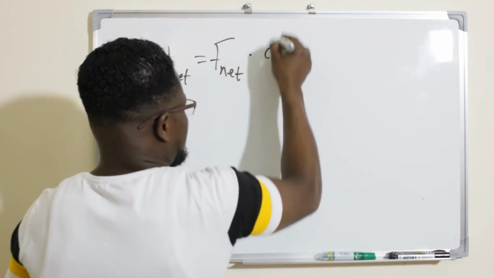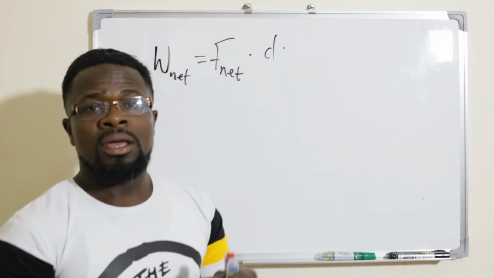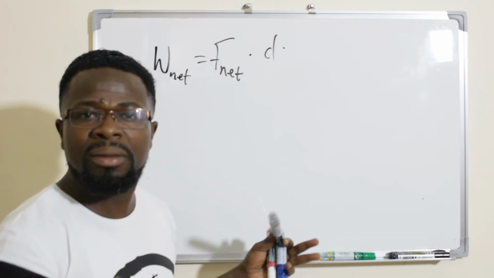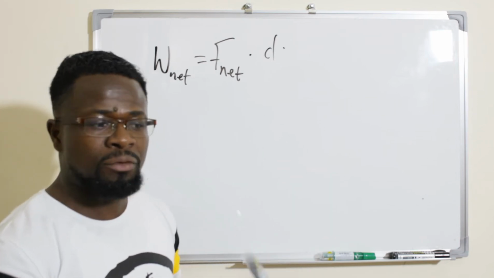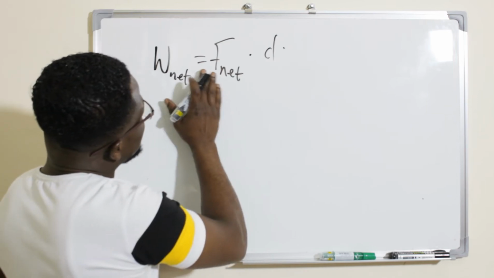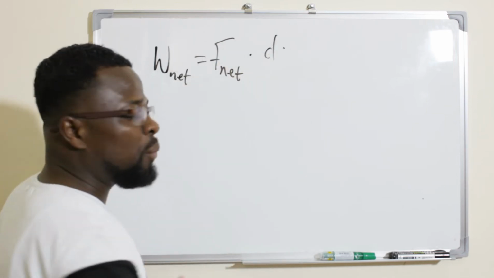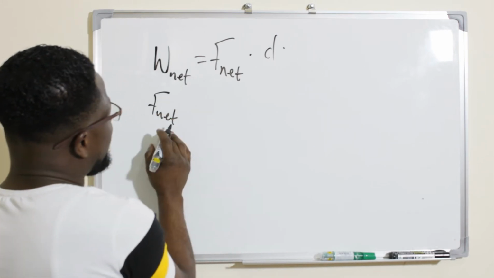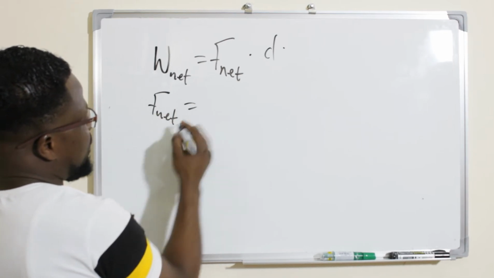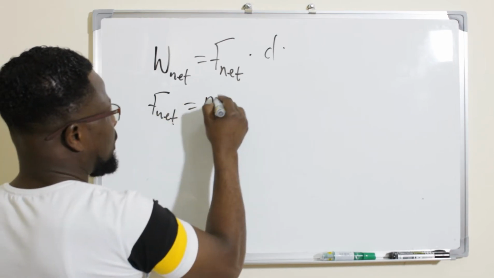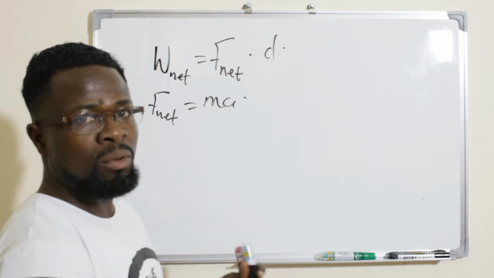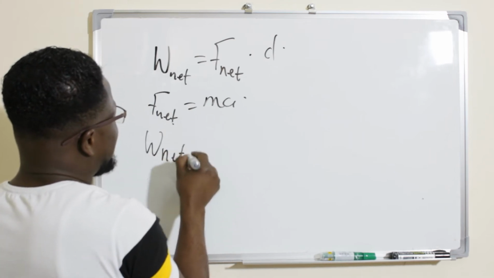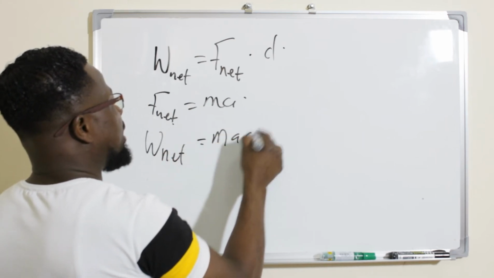The displacement. Okay. Now, we can use delta x, we can use d. It doesn't matter which one you are using. So let's look at it from this point. This is the formula itself. But what do we know about F net? According to Newton's second law, F net can simply be written as ma, that is the mass times the acceleration. So I can simply say that my W net is equal to m a d.